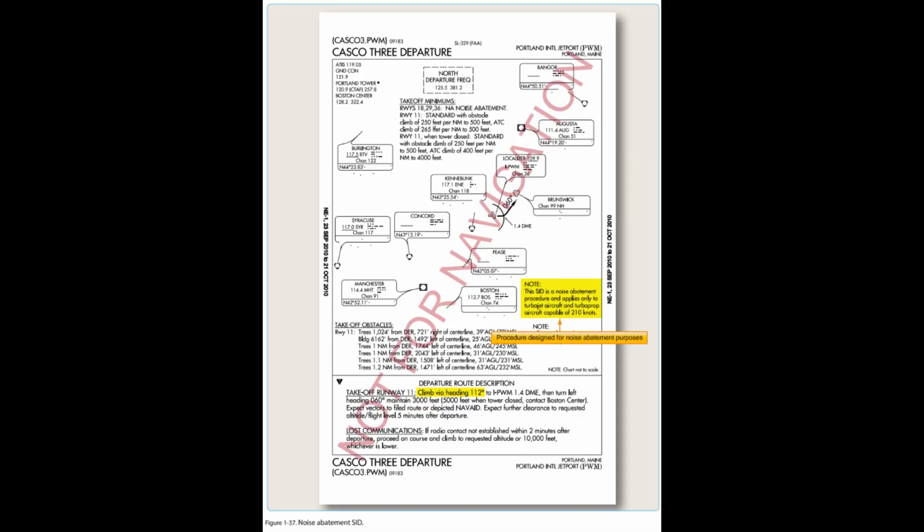Additionally, when required, departure instructions specify the actual heading to be flown after takeoff, as is the case in Figure 1-37. Under the departure route description, climb via heading 112 degrees. Some existing procedures specify climb runway heading. Over time, both of these departure instructions will be updated to read, climb heading 112 degrees.